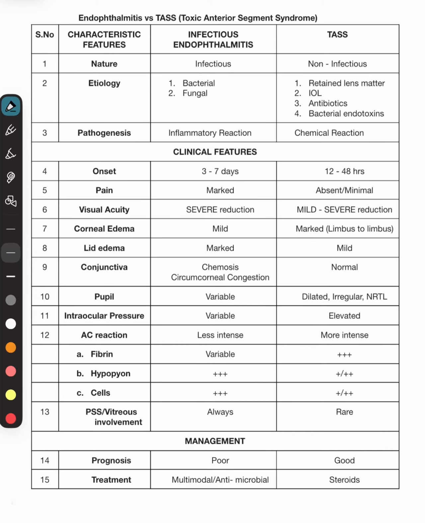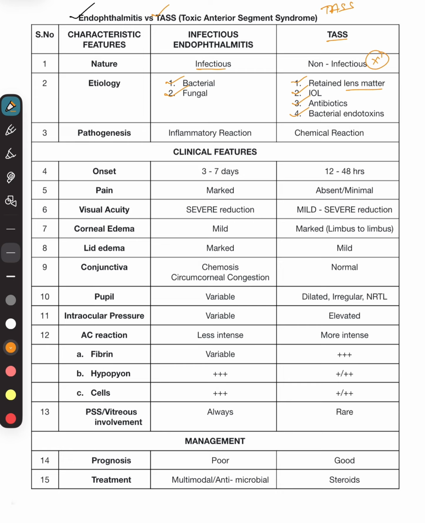So hello everyone. Today we shall be discussing a small topic, that is the differences between infectious endophthalmitis and toxic anterior segment syndrome, which is in short known as TASS. Infectious endophthalmitis is caused by infections, either bacterial or fungal. But toxic anterior segment syndrome is caused by a non-infectious etiology, like retained lens matter after cataract surgery, intraocular lens, some antibiotics, or some bacterial endotoxins.